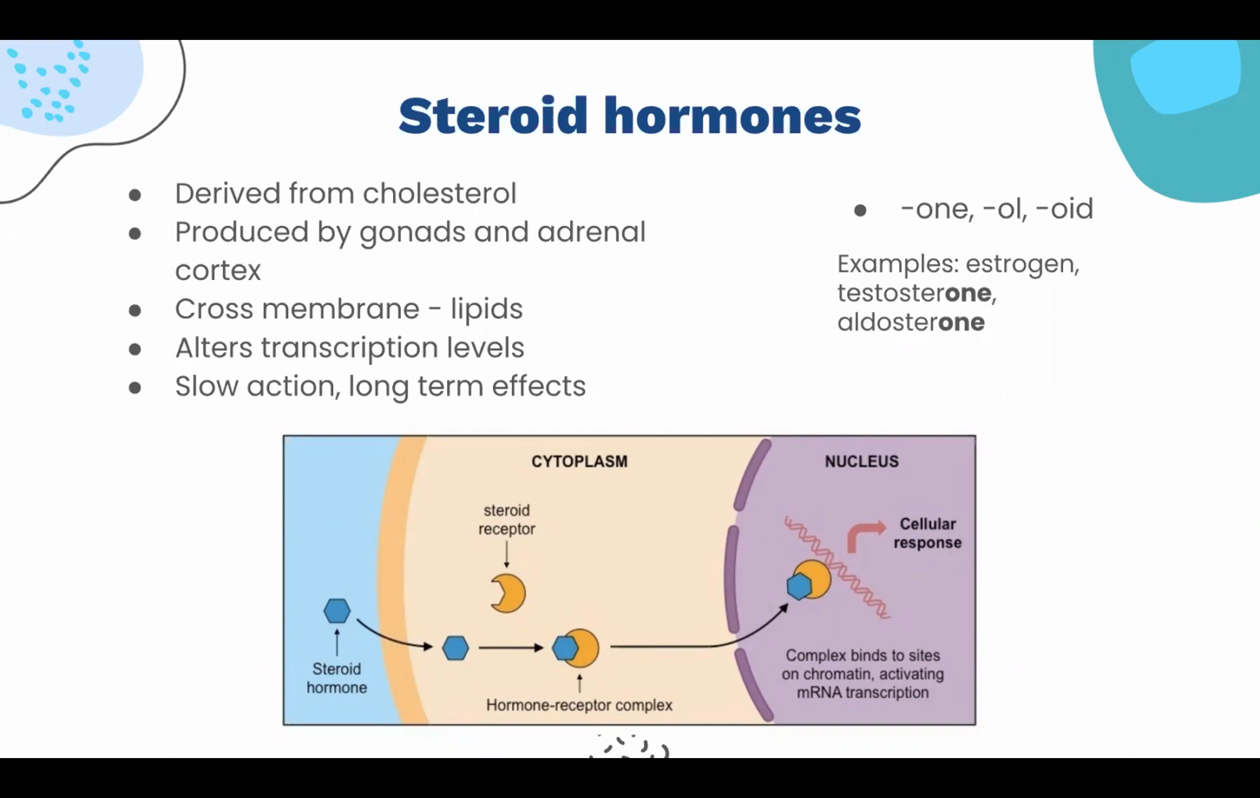This is different than the peptide hormones because peptide hormones indirectly alter gene transcription since they can't cross the membrane. Steroid hormones are easy to recognize because they typically end in "-one", "-ol", or "-oid". For example, testosterone and aldosterone. Estrogen, technically called estradiol.